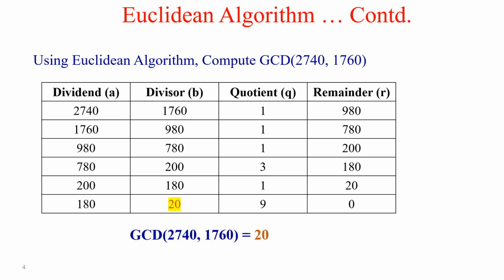For your ready reading, it is given in the table. All the values are given. The GCD of 2740 and 1760 is 20. So this is very simple. Using the Euclidean algorithm, you can easily compute the GCD of two numbers. I think all of you understood this algorithm.